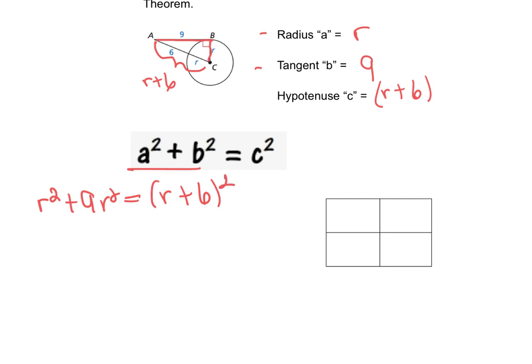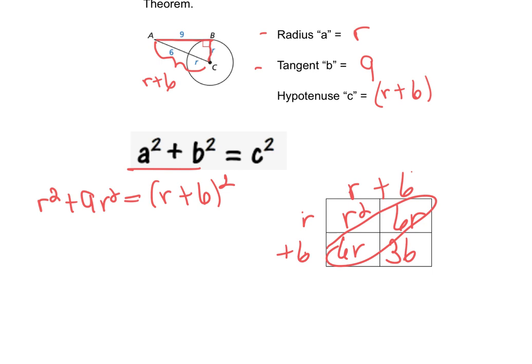Okay, so let's hop over here. We got r plus 6, and we've got r plus 6. Multiply that out real quick. r times r is r squared. r times 6 is 6r. r times 6 is 6r. And 6 times 6 is 36. Putting these two like terms together.